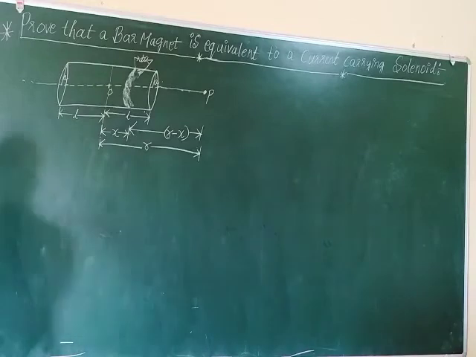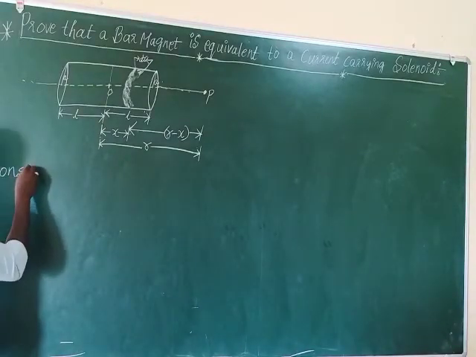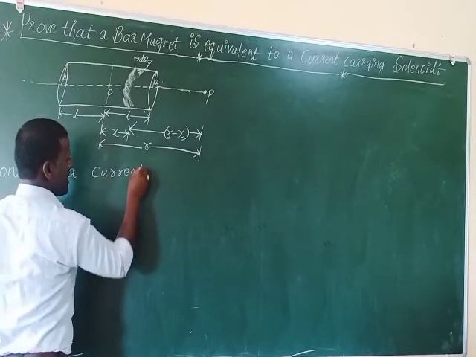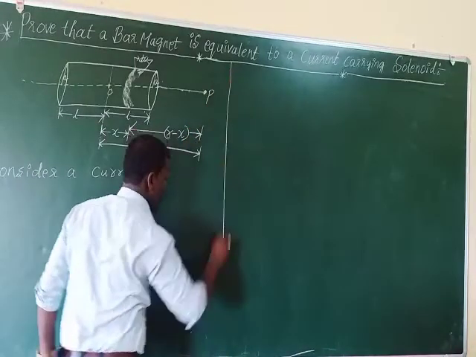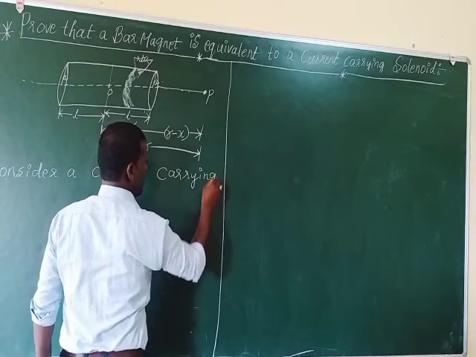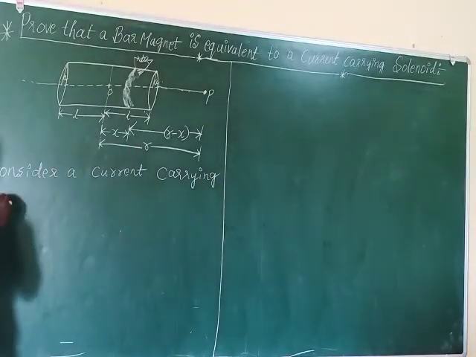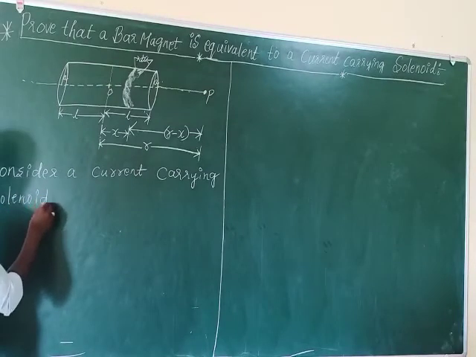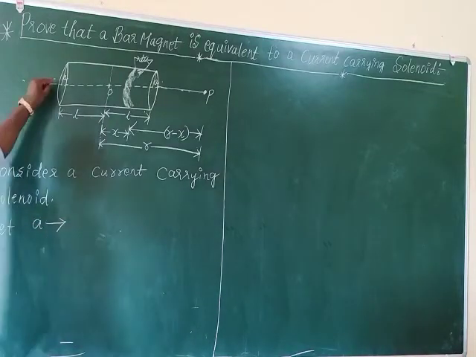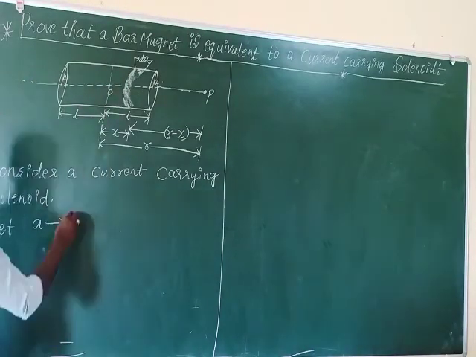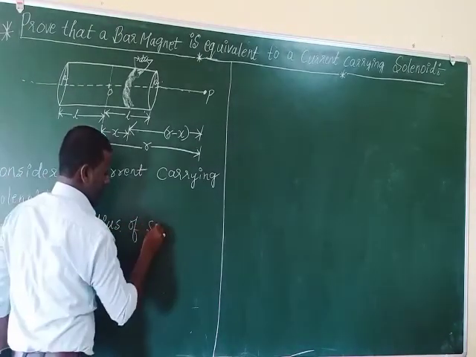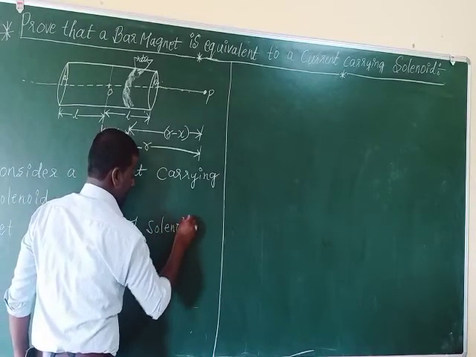Now consider a current carrying solenoid. Let A be the radius of the solenoid.